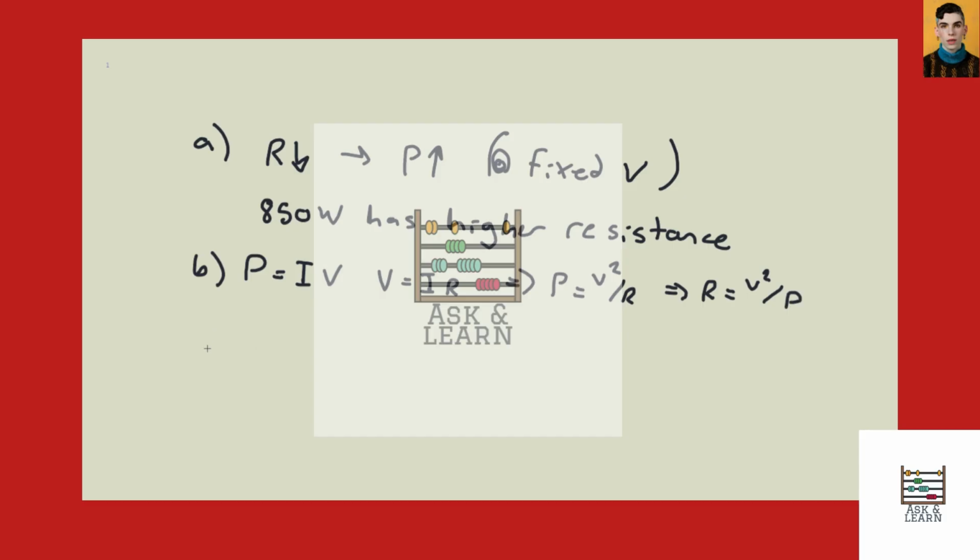Plugging in the numbers that we have, R is going to be equal to 120 volts squared divided by 850 watts, which should give us about 17 ohms.